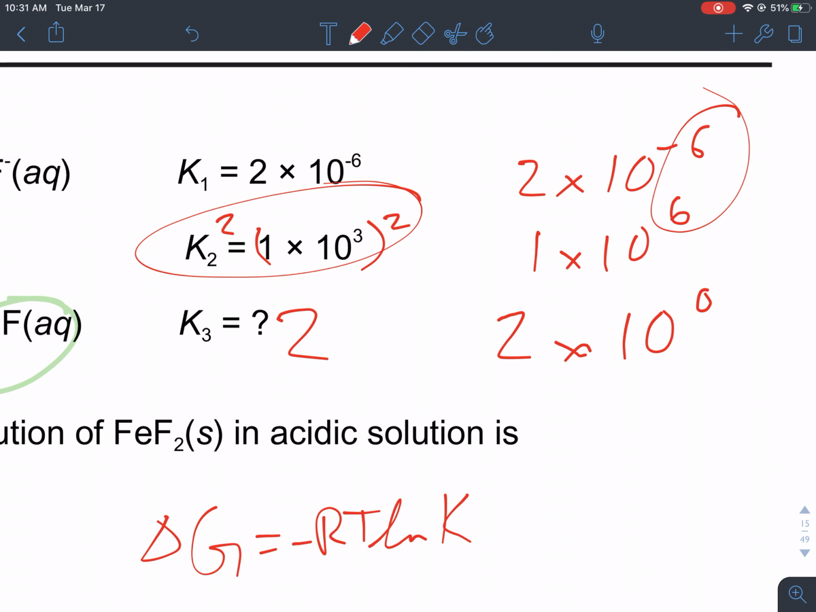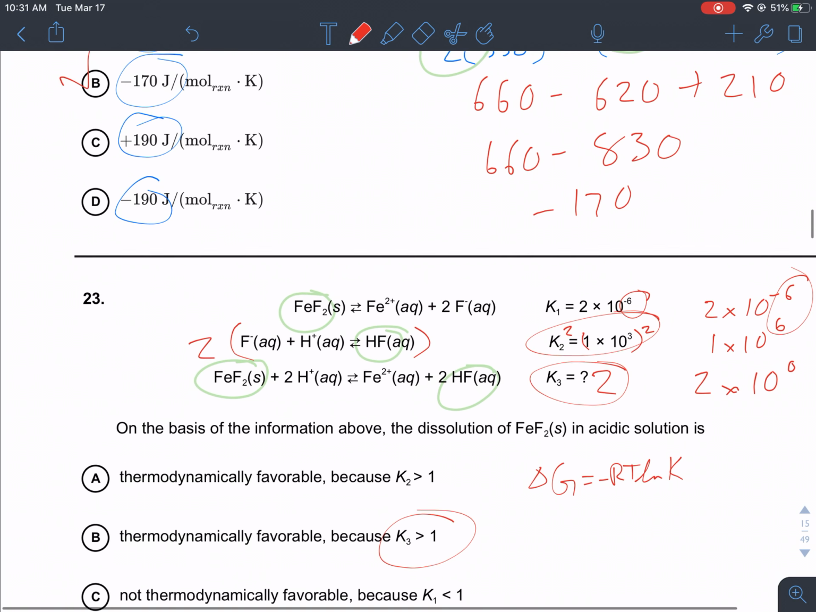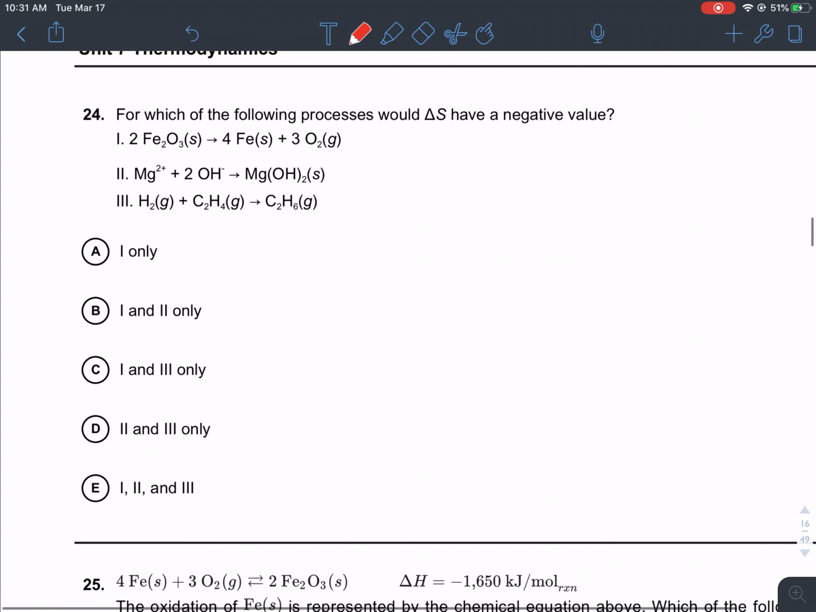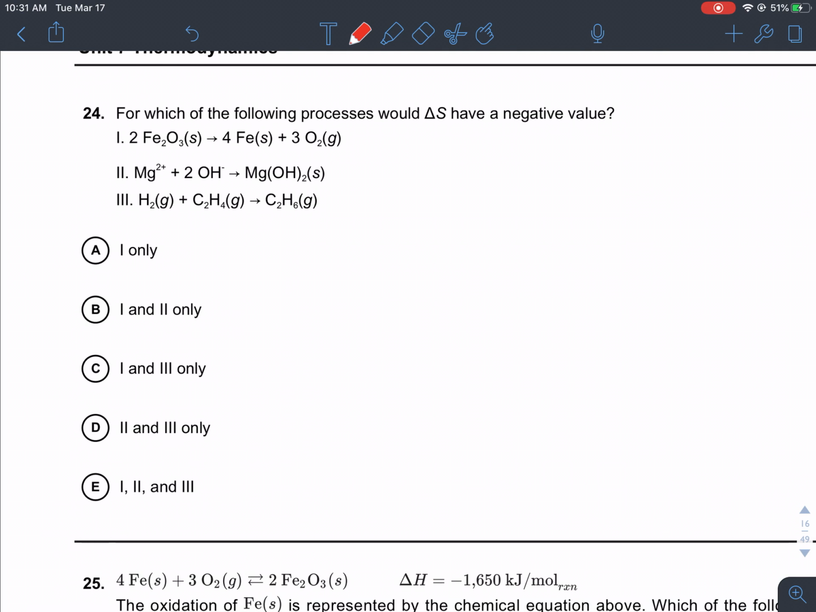So you would have gotten a negative number. You would have a K less than 1. It would give you the wrong answer. It's such a smartly written question. Okay, 24. Which of the following processes would have a negative value of delta S?